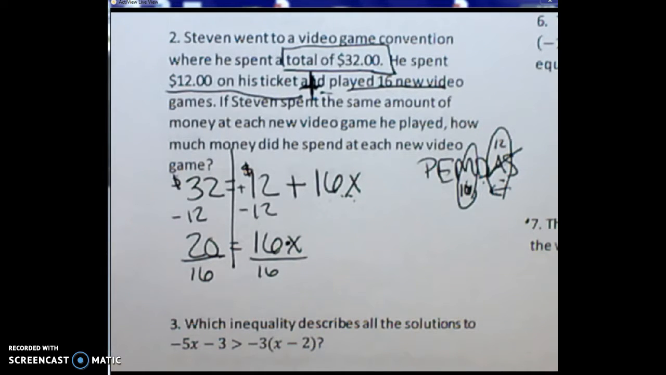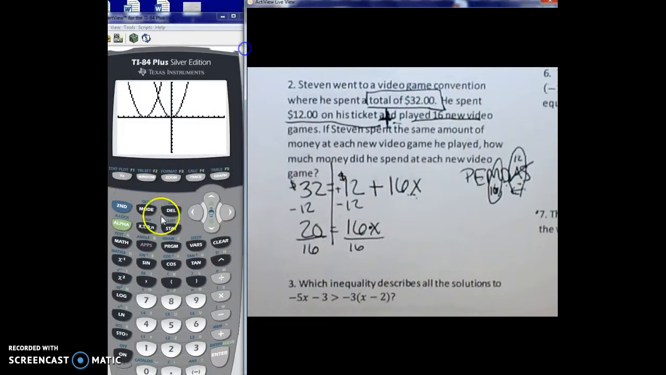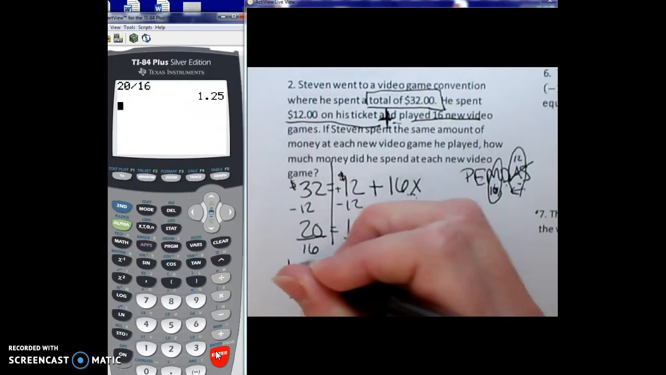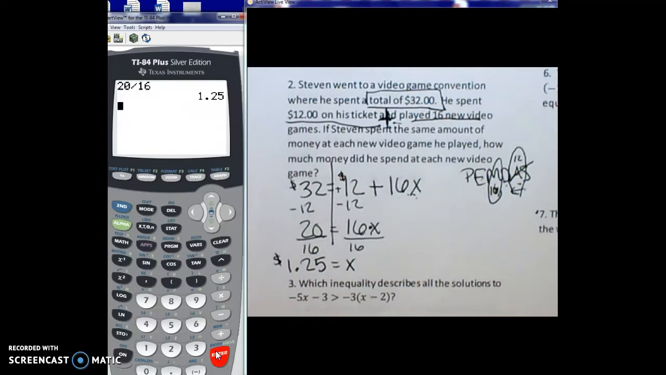we can pull up our calculator and find out exactly what that decimal is. So we have 20 divided by 16. It tells us it's $1.25. So he spent $1.25 for each game.